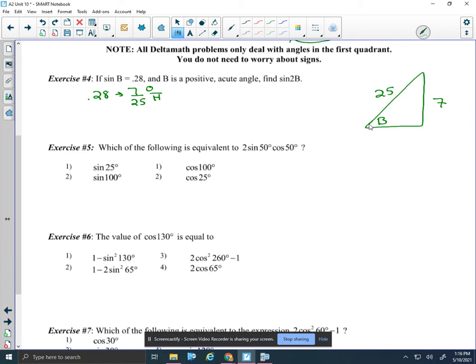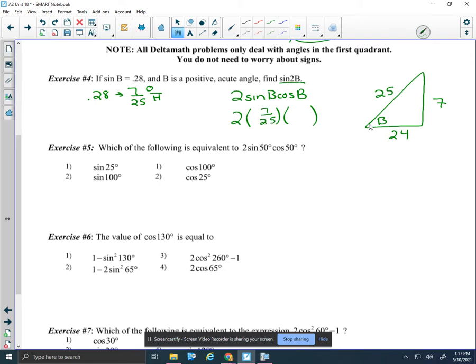Now we did one of these before. I don't know if you guys remember, but this is a triple. So this ends up being a 7, 24, 25 triangle. You could always use Pythagorean theorem if you don't remember that one. Here's what we're finding. This has the formula 2 sine of b cosine of b. So that's my sine of a double angle formula. So then I'm just going to look for these two values. Okay. So the sine of b, we already know from the problem, is 0.28 or 7/25.